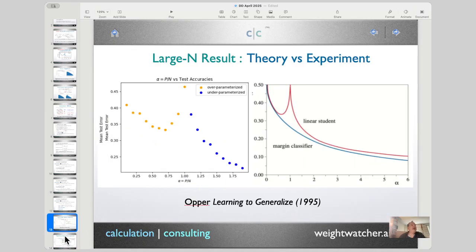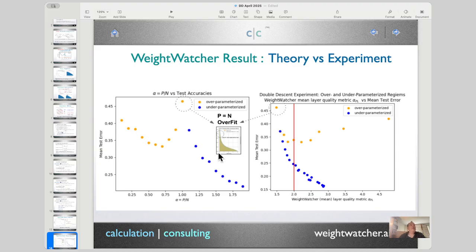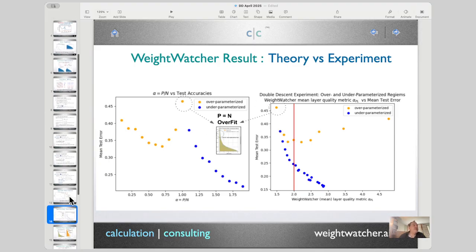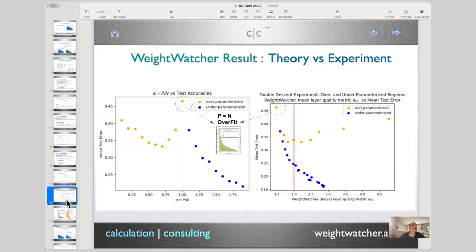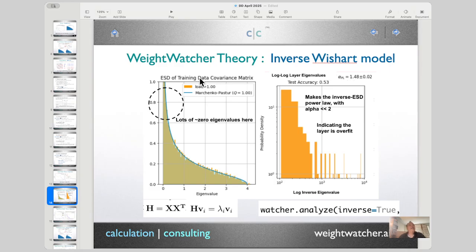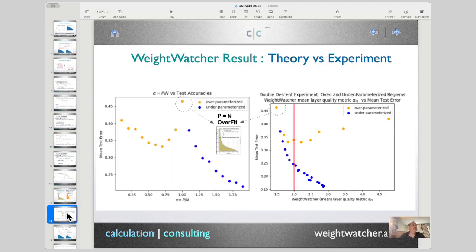So what happens if you actually look at the spectral density of that matrix? If you look at the data covariance matrix, I call it H, and you compute it for a random matrix, it looks like this when N equals P. So when we're at this region, which is this phase boundary, N equals P, you have exactly this. So N equals P, you're in an overfit regime.